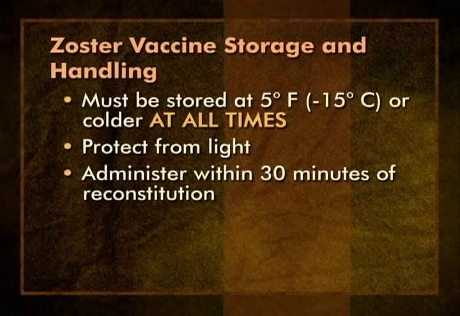Like regular varicella vaccine, zoster vaccine must also be stored at freezer temperature, 5 degrees Fahrenheit or colder, at all times. Vaccine not stored at this temperature should not be administered. Before reconstitution, the vaccine should also be protected from light. It must be administered within 30 minutes of reconstitution or must be discarded.